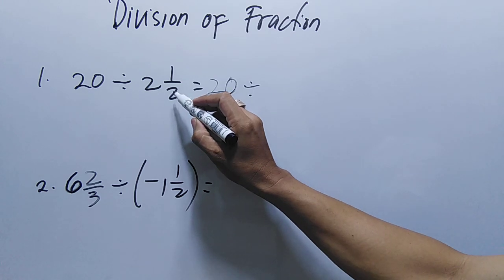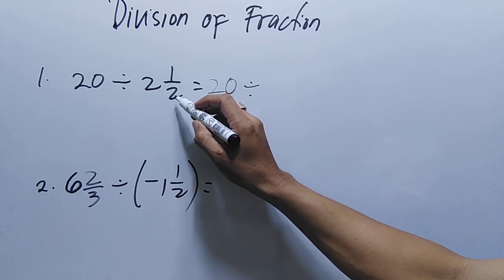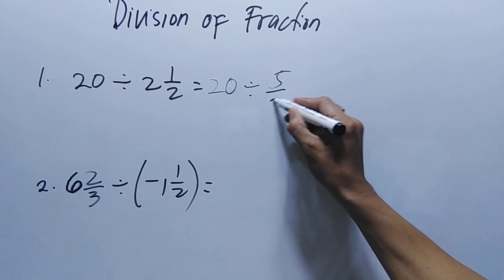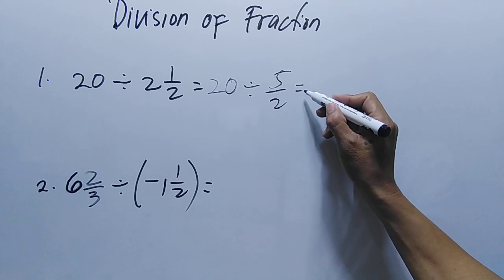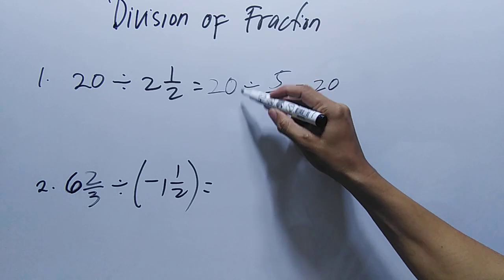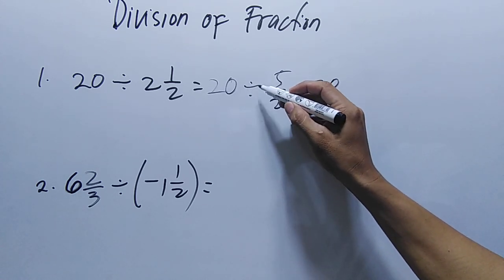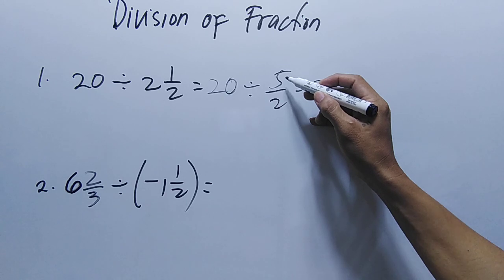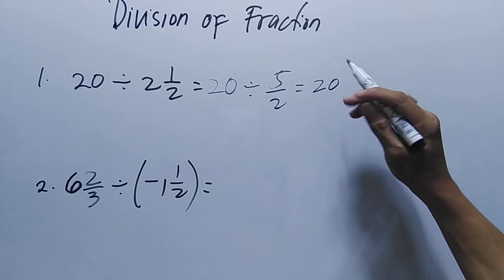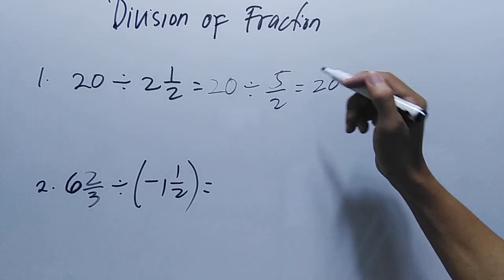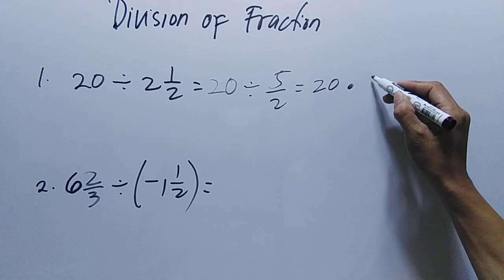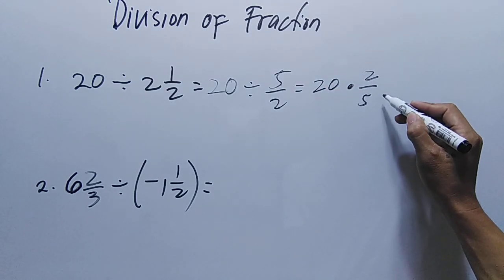So gawin natin itong improper fraction. So 2 times 2, 4 plus 1, that is 5 over 2. So ngayon, that is equal to 20. From division, you have to change this one into multiplication. And from 5 over 2, magiging 2 over 5 yan. Yung reciprocal ng 5 over 2 is 2/5, di ba? So, magiging multiplication yan ngayon. And 5 over 2 is magiging 2 over 5.